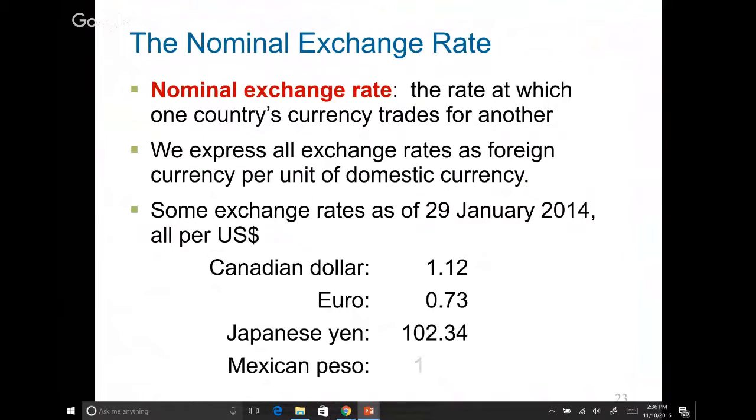Okay, so know what a nominal exchange rate is. The nominal exchange rate is the rate at which one country's currency trades for another currency. Many of the exchange rates you see today are nominal exchange rates. Now, since we just elected our very first orange president, let's talk about this nominal exchange rate.